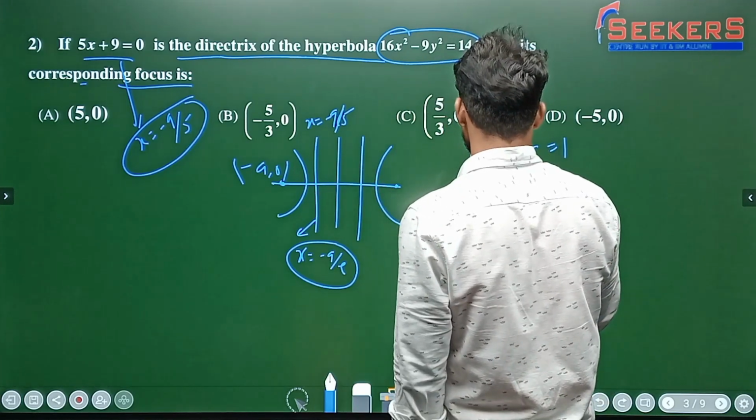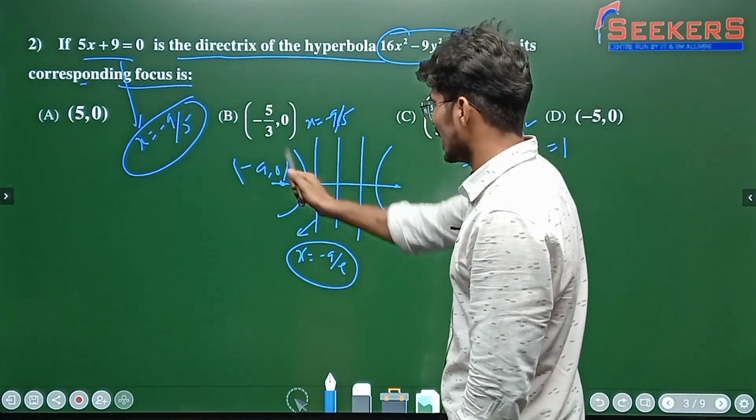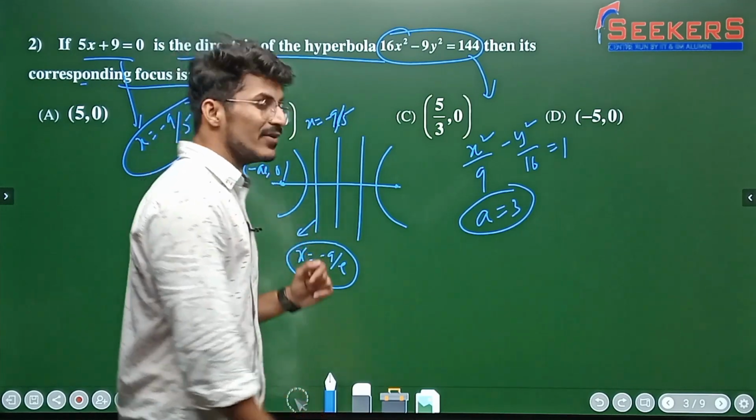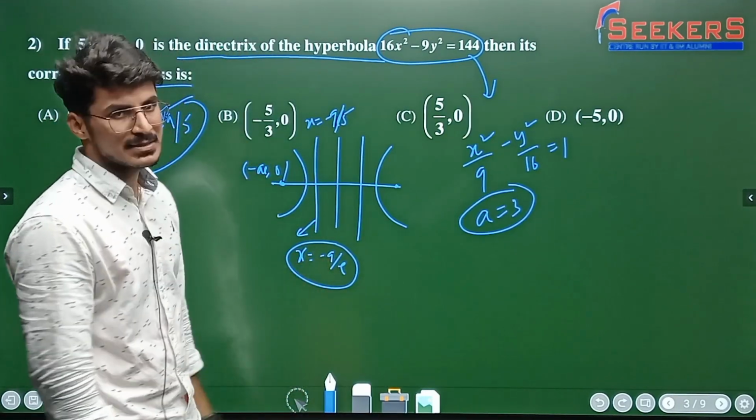A value is 3. Now, what do I need to find out? A comma 0. So a value is 3 here. Now let us try to find out the e value. So what is the focus here? Minus ae comma 0. Alright, not a comma 0, but minus ae comma 0.